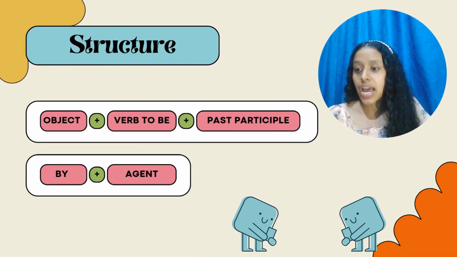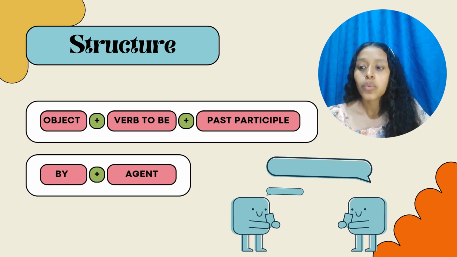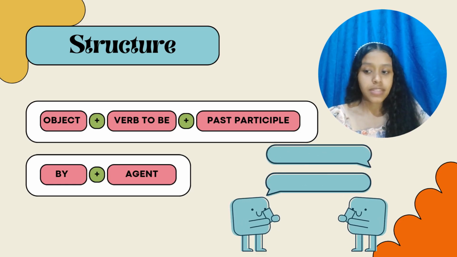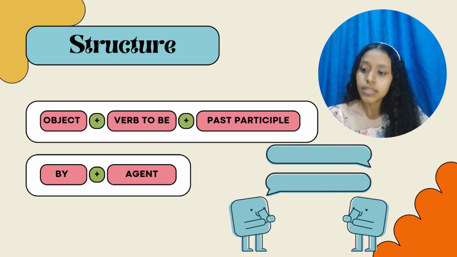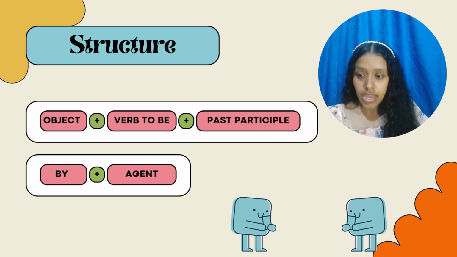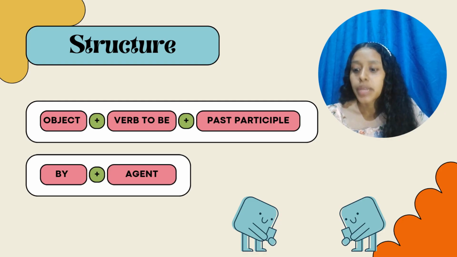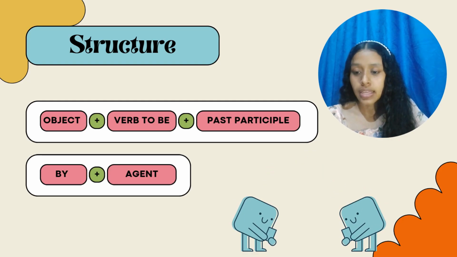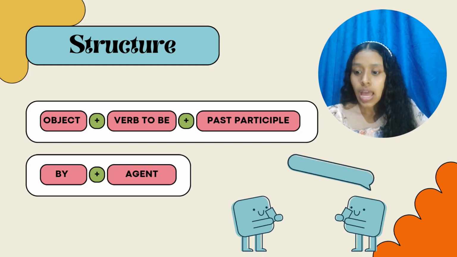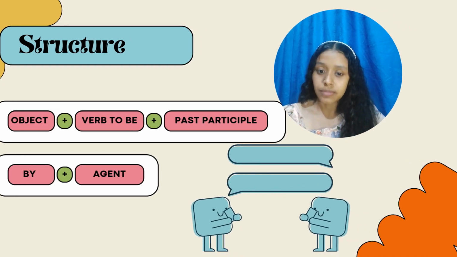To form a passive sentence, we need the object first, then the verb to be in the correct tense, and finally the past participle of the main verb. If you want to mention who did the action, you can add by at the end, but it is optional.